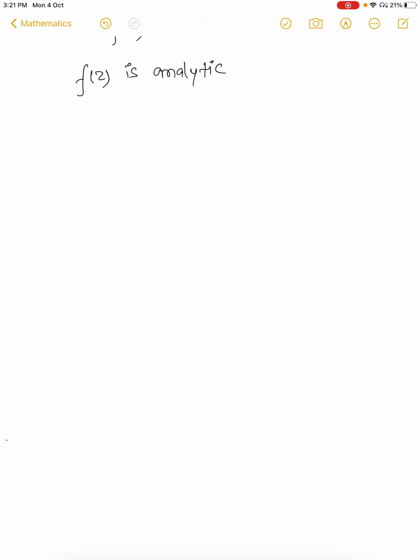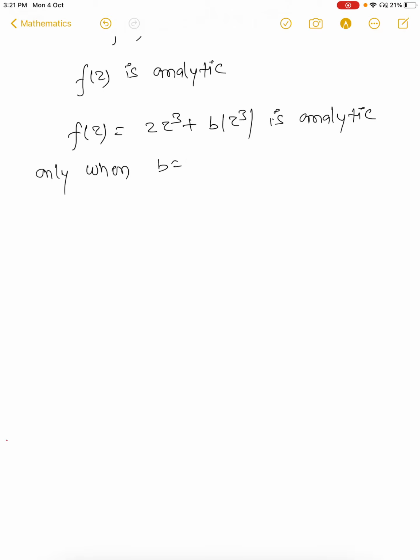Since mod z cubed is differentiable at the origin but not analytic, while 2z cubed is analytic everywhere, f(z) equals 2z cubed plus b mod z cubed is analytic only when b is equal to 0.